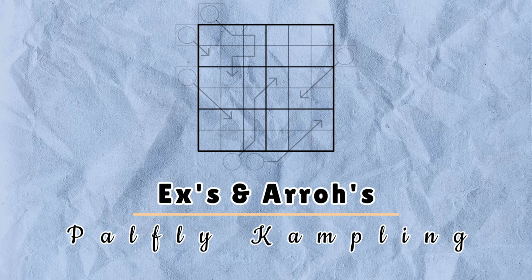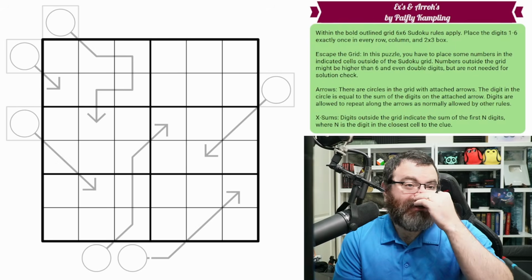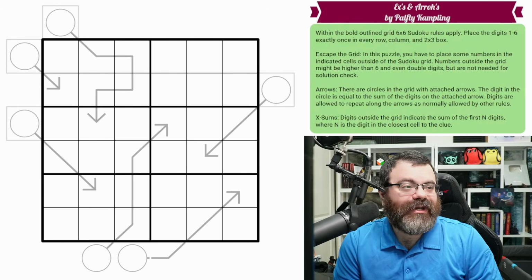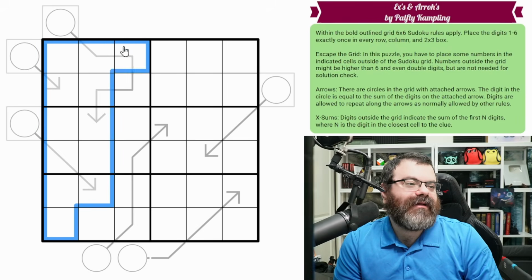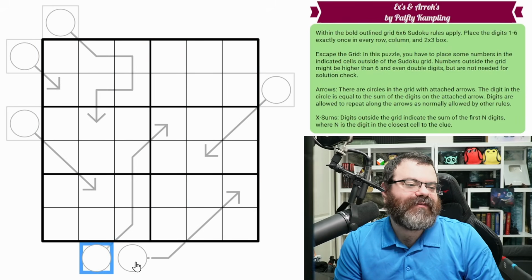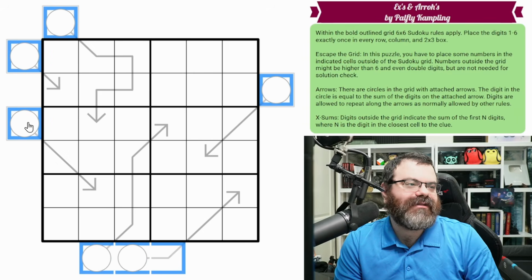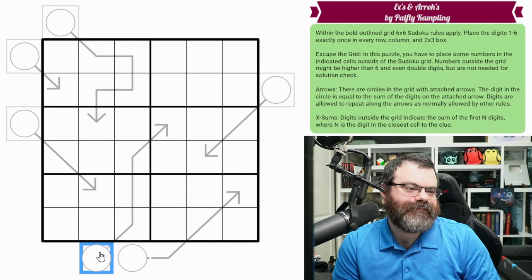Hello, let's continue our Sudoku adventure with X's and Arrows by Palfly Kampling. This continues our Escape the Grid theme week, where every puzzle this week we're going to have a normal Sudoku grid, but some of the clues are going to go outside the grid, and we have to fill out numbers outside the grid, which are affected by our clues and our clues themselves.